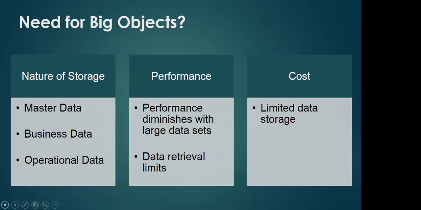The next is business data. Business data is more transactional, and it's oriented towards the business. It has a direct impact on the business, so it's of essence, of significance, and very crucial. That's one of the other types of data that we store.